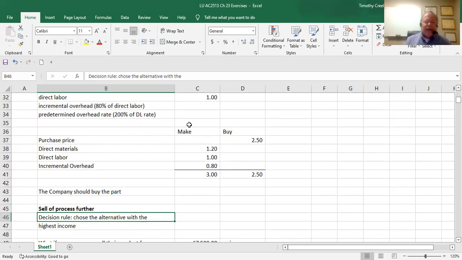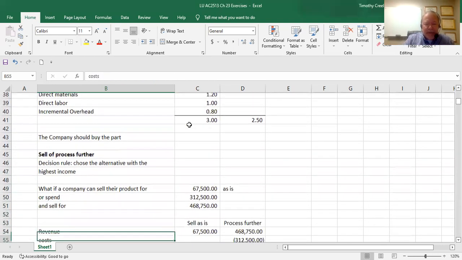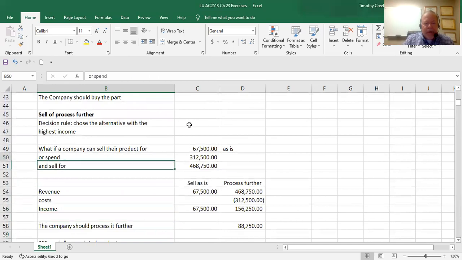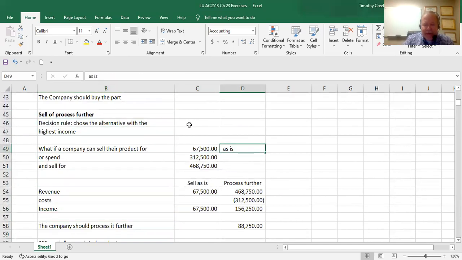So the decision rule would be: if we make more money by selling as is, sell it as is. If we make more money by processing further, process further. So let's look at some examples here. Let's say, what if a company can sell their product for $67,500 as is, or spend $312,500 and sell for $468,750. You can set it up kind of like this.